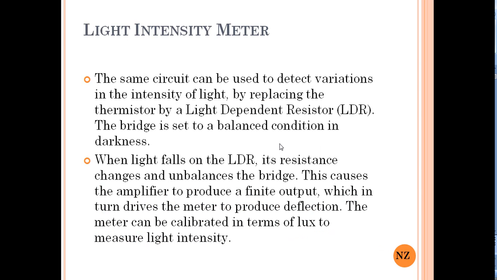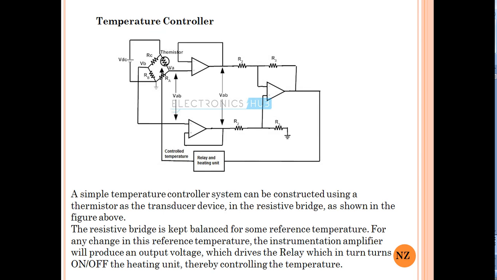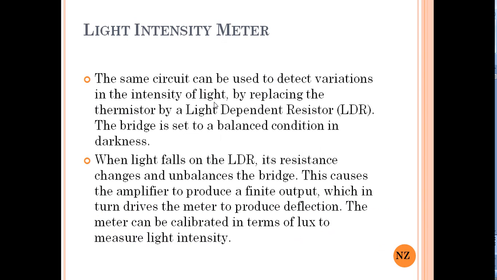Let us now understand the light intensity meter. We can use the same circuit as we used for temperature control, but instead of the thermistor, which is sensitive to temperature, we will add an LDR, which is sensitive to light. So the same circuit can be used to detect variations in the intensity of light by replacing the thermistor with an LDR, that is, a light dependent resistor. The LDR resistance changes with respect to light.